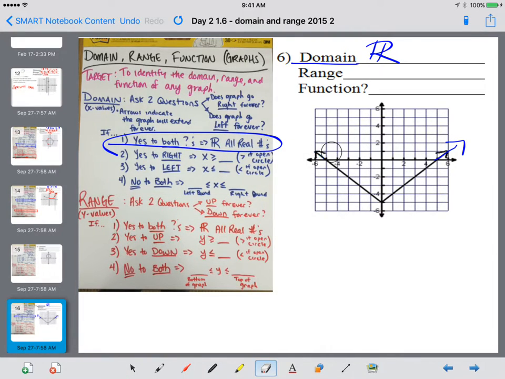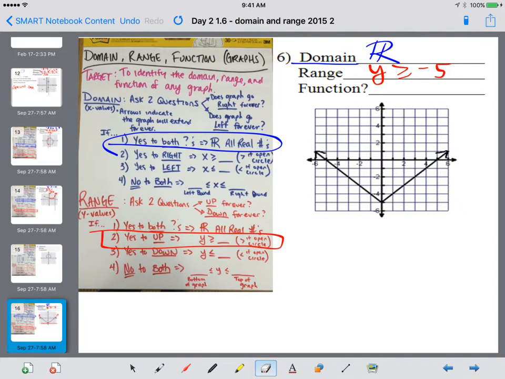For the range. Now both of these arrows are going up. Okay, but it's not going down. So we would say yes to up only. So my range is going to be y is greater than or equal to. When we go up forever, that means we got to look to the bottom. Where does it start? It starts when y is negative 5.